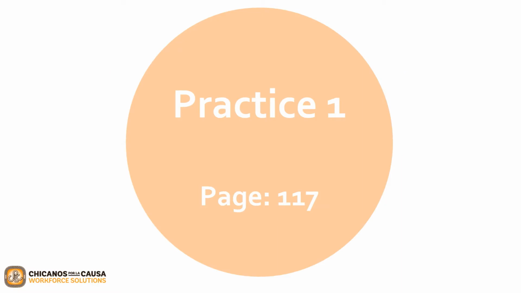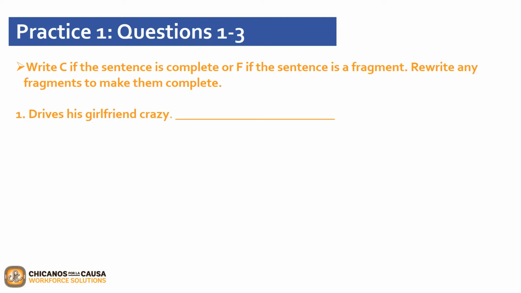Now that we've covered simple sentences with examples, let's move on to practice 1, found on page 117. Before you start on practice 1, I would advise that you have a pen or pencil and a sheet of paper next to you so you can answer the following 3 questions. Our first question says, drives his girlfriend crazy. Is this sentence a complete sentence or a fragment? Please write C if this sentence is complete or F if the sentence is a fragment. Rewrite any fragments to make them complete.